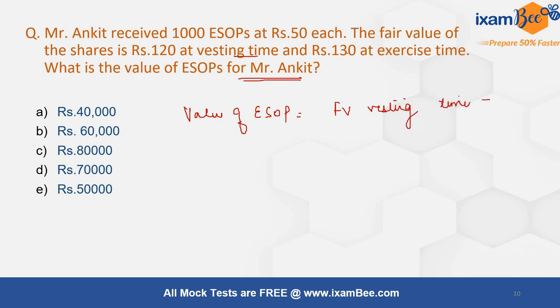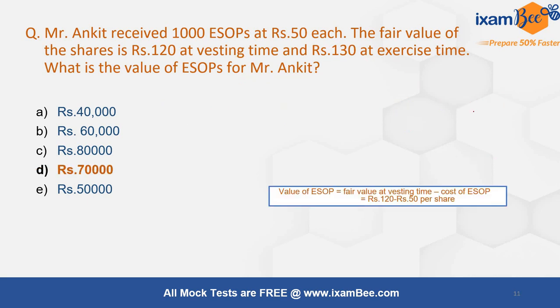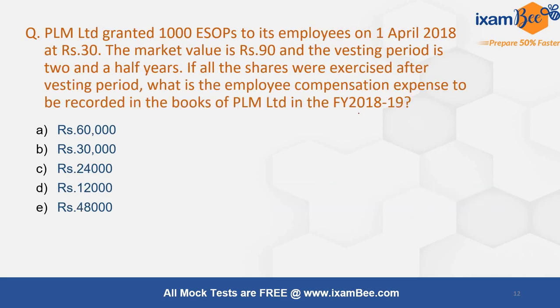minus the price. Price of ESOP is 50. So the fair value is 120 at vesting time minus 50, which is 70 per ESOP. The number of ESOPs is 1000. So 70,000 is the correct answer. Please remember, it is fair value at the vesting time minus the cost of ESOP that the employee has to bear. So it is 70 per share for 1000. So it is 70,000.